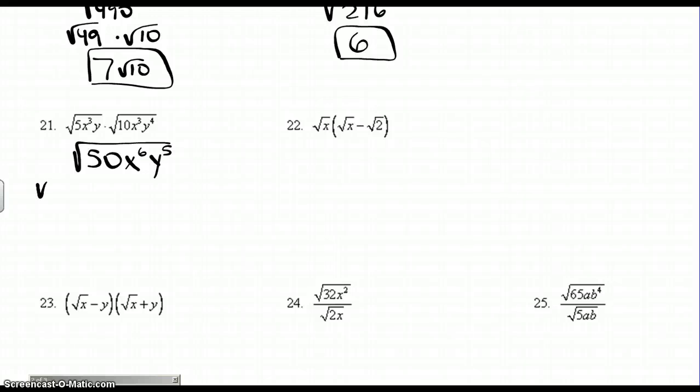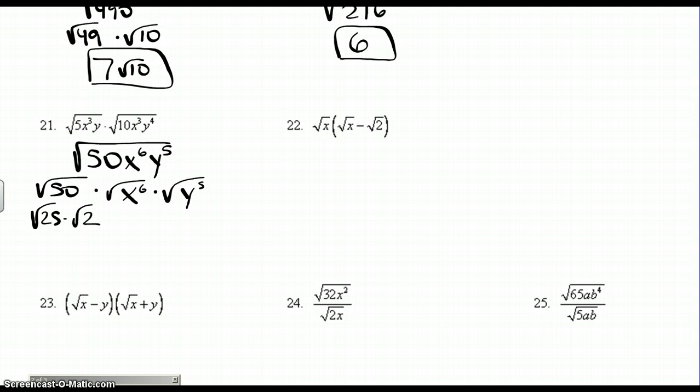So I'm going to break it off into 3 easier pieces. Square root of 50 times square root of x to the 6th times square root of y to the 5th. The square root of 50 is going to split off into the square root of 25 times the square root of 2. Okay, how many times does 2 go into 6? It goes in 3 times. So that simplifies to x to the 3rd. How many times does 2 go into 5? It goes in twice. So I have a y squared on the outside and then a remainder of 1.